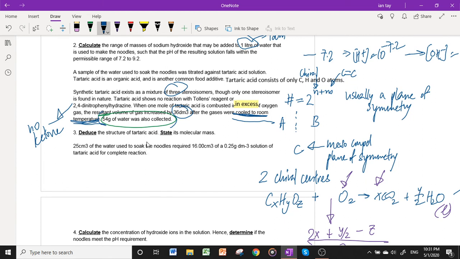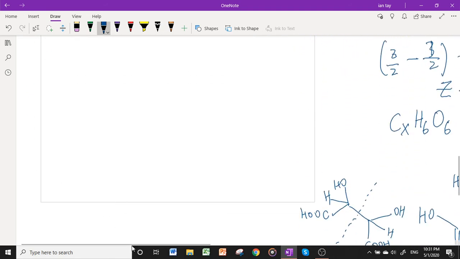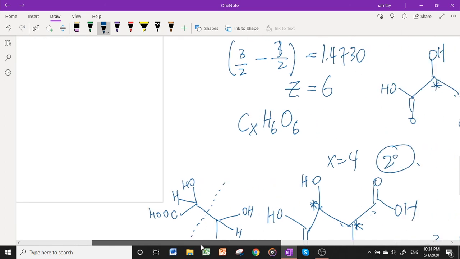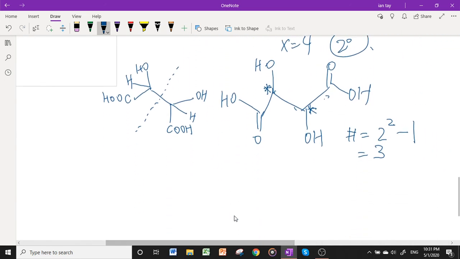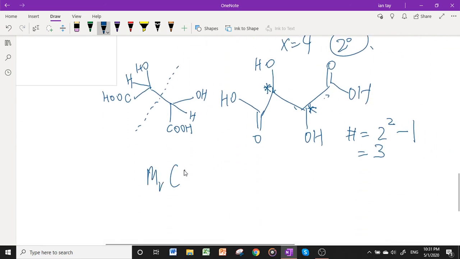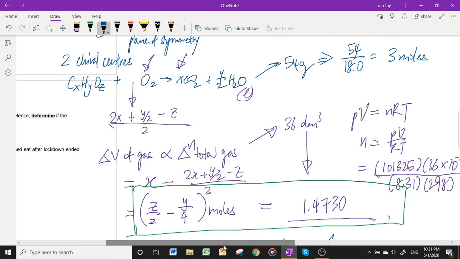But let us continue. I digress once again. Deduce the structure of tartaric acid, that has been done. State its molecular mass. So it's C4H6O6. So the Mr of C4H6O6: 4 times 12 plus 6 plus 6 times 16 will give you 150. You can either leave it as 3 s.f. or put it as 1 d.p., because 1 d.p. is a convention for Mr. I think either of them should be fine.